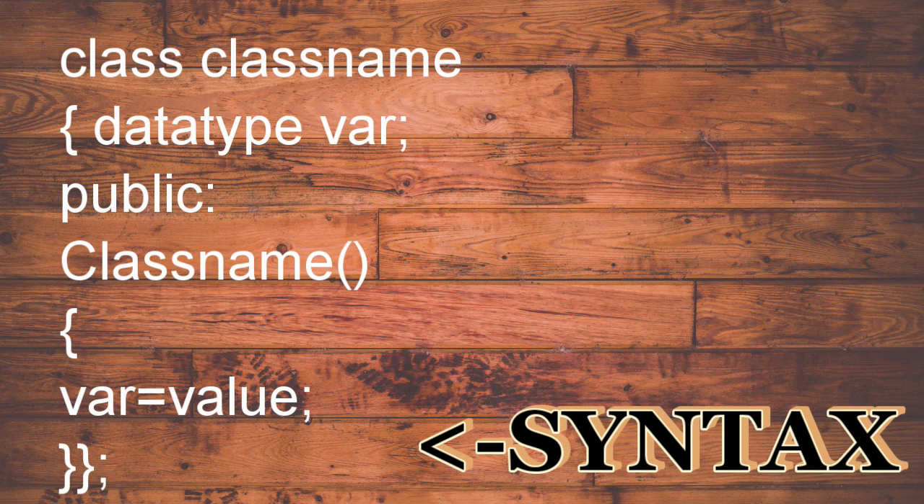Whenever I define a constructor, we most probably use it under the public specifier. The main benefit of defining it as public is that we can access it outside the main function also. So that is the reason why we define it as public.